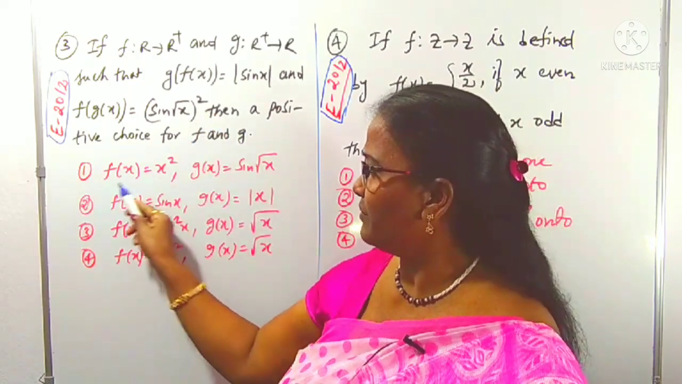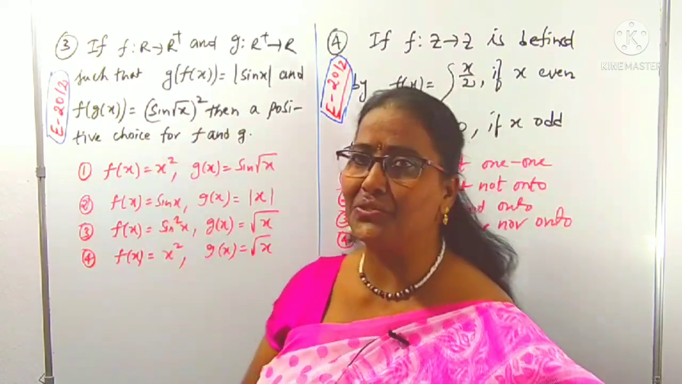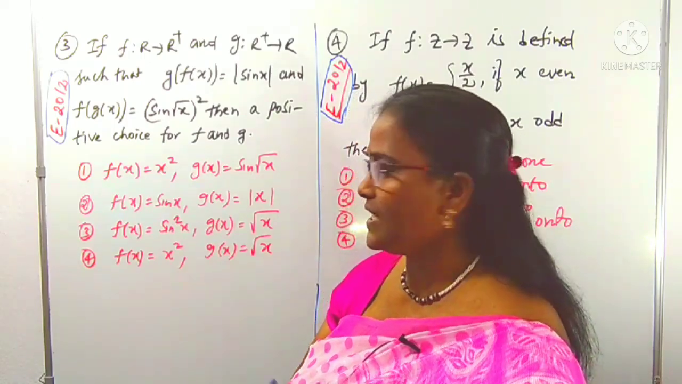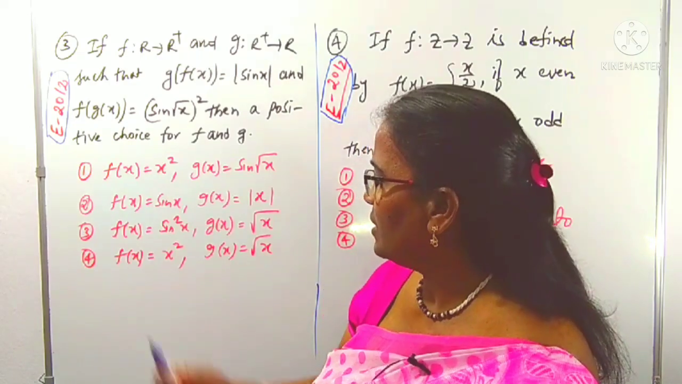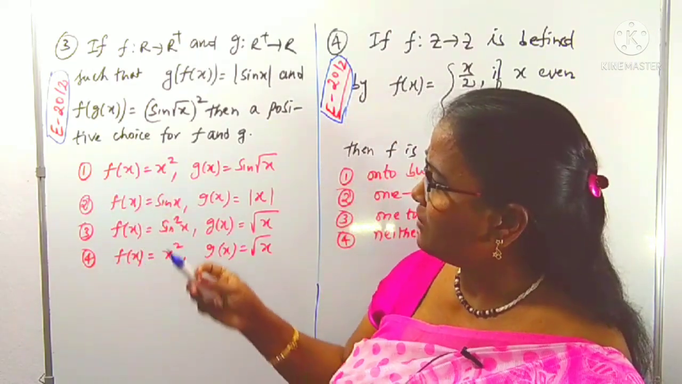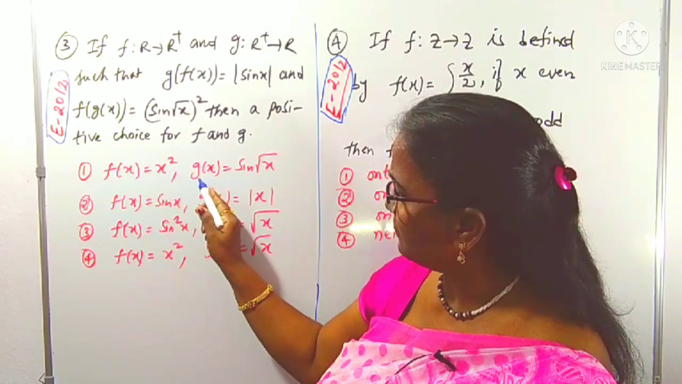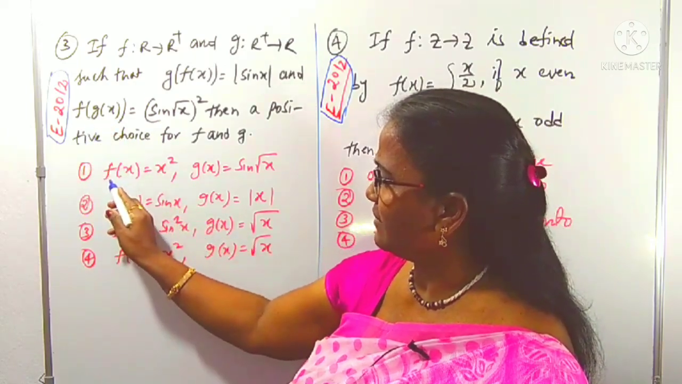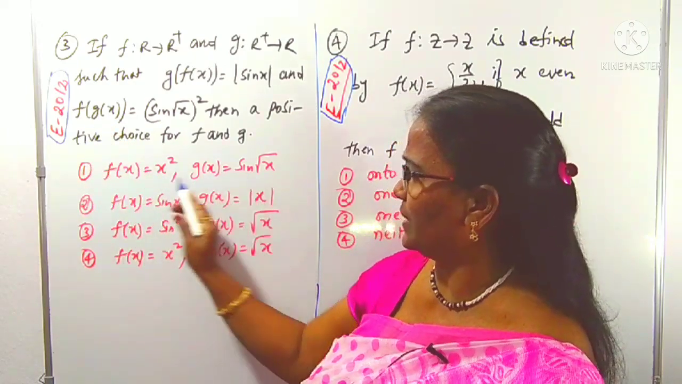So for which f of x and g of x these two conditions are true, you have to check. You just have to use the options. You can consider the options like this. First, consider the first option: f of x is equal to x square, and g of x is equal to sine root x. What is f of g of x?